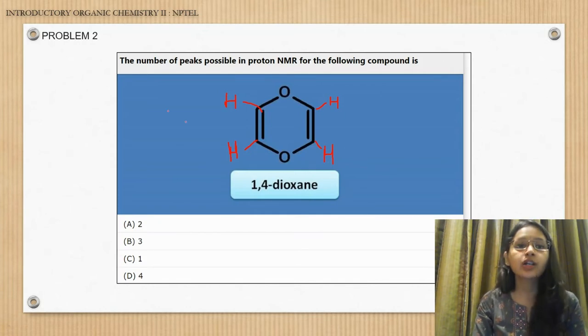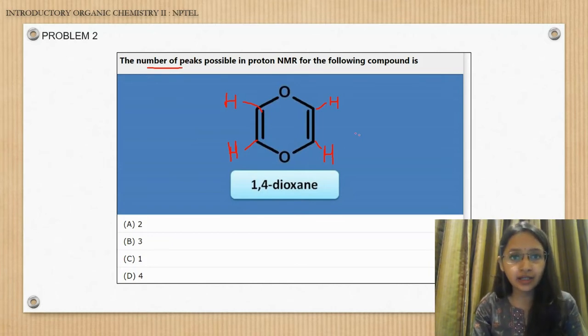So they are asking the number of peaks that are possible in proton NMR. So we first have to determine whether these hydrogens are equivalent or non-equivalent. So how are we going to get that? See, the number of peaks is the number of different types of hydrogen present in the system. If you have only one kind of proton in the system, you are going to get a single peak in the 1H NMR.